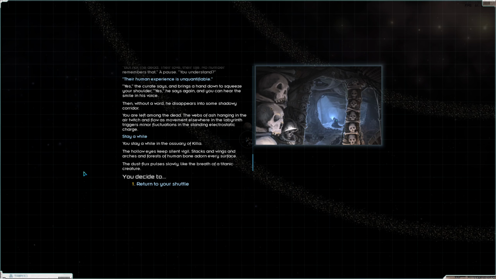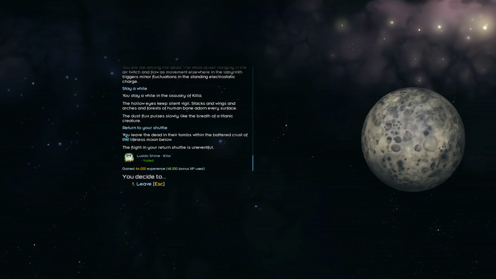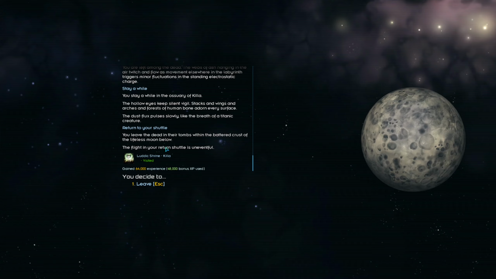We'll stay a while. You stay a while in the ossuary of Killa. The hollow eyes keep silent vigil. Stacks and wings and arches and forests of human bone adorn every surface. The dust flux pulses slowly like the breath of a titanic creature. Return. You leave the dead in their tombs within the battered crust of the lifeless moon below.